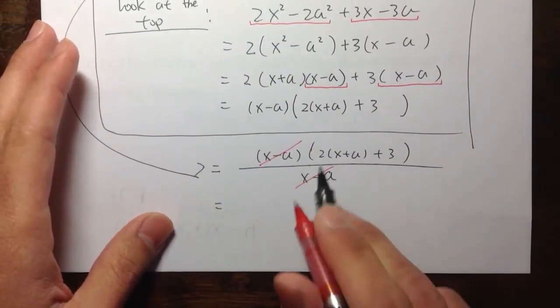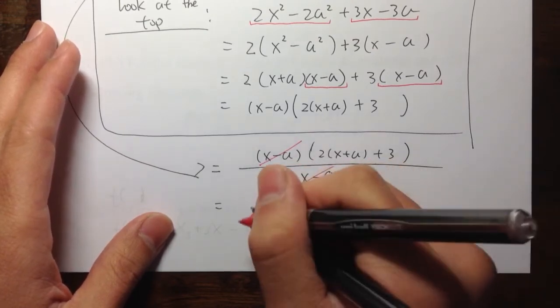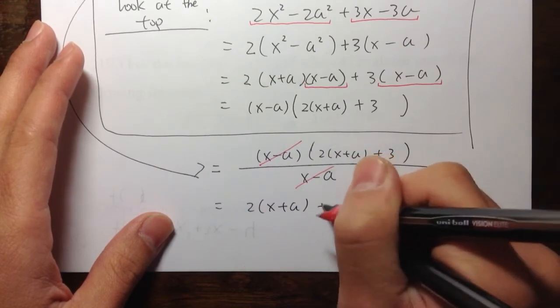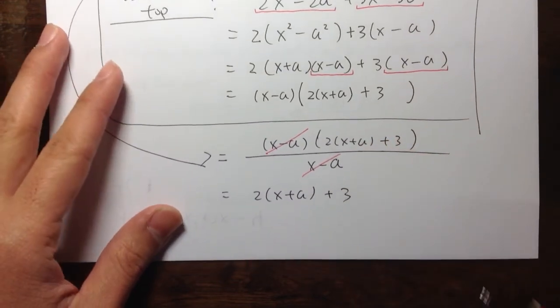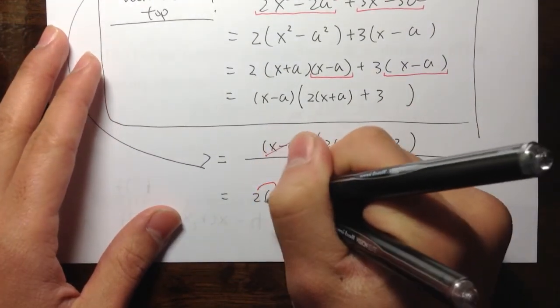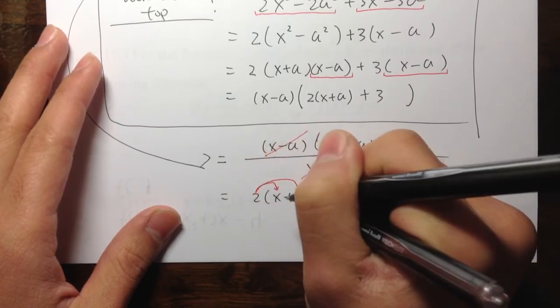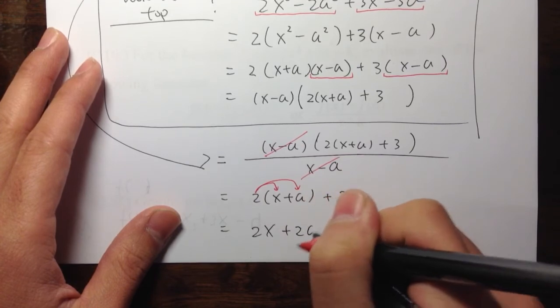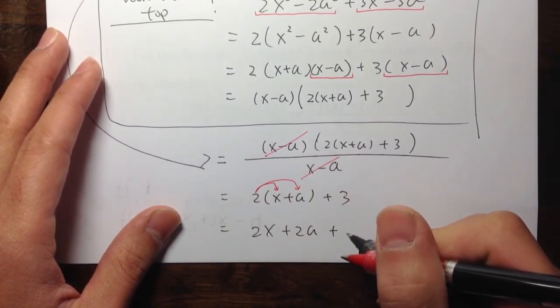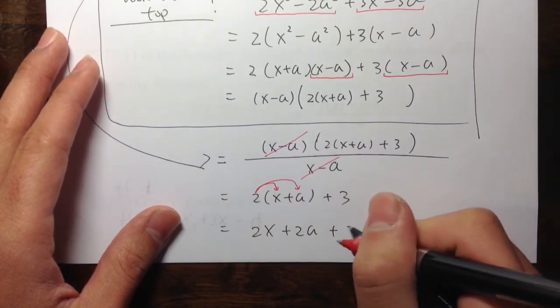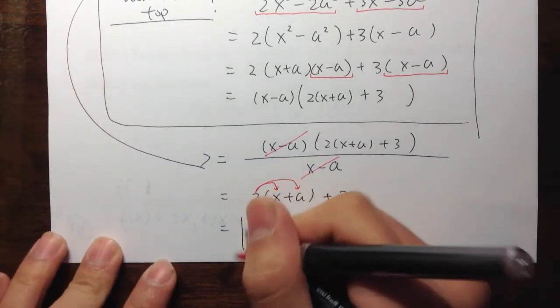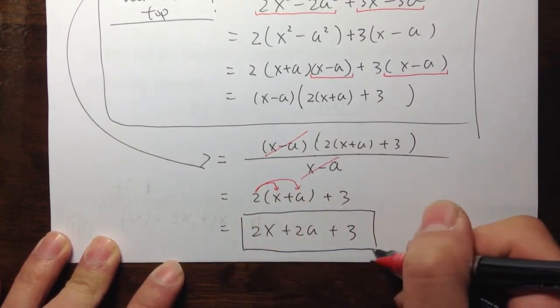Then we will get just this left, right? So 2 parentheses x plus a, and then plus 3. And don't be lazy, we should distribute the 2 inside. 2 times x and 2 times a. We get 2x plus 2a plus 3. So 2x plus 2a plus 3. That's the answer that we are looking for.